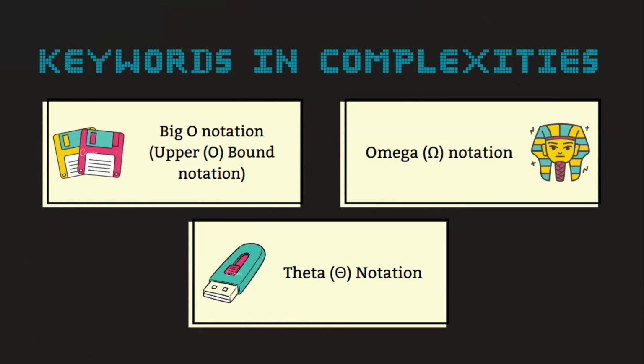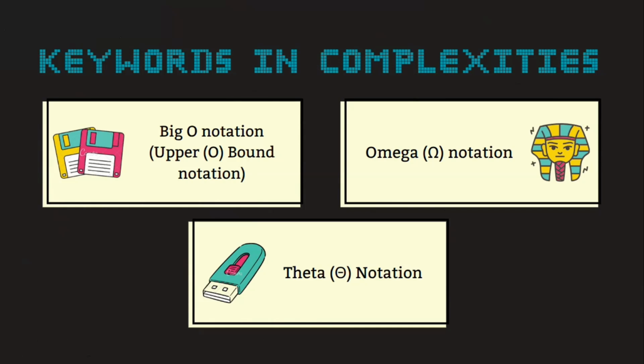Upper bound, or O notation, as discussed earlier, denotes the worst case time complexity of an algorithm. It signifies the maximum time an algorithm may take to complete. For example, if an algorithm has a time complexity of log n, it means that the algorithm's running time grows logarithmically with the input size.